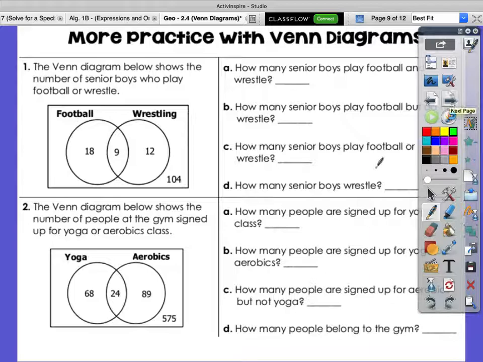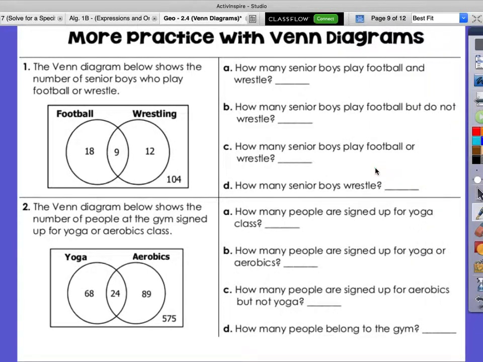So, the Venn diagram below shows the number of senior boys, and it's this whole thing, everything in this box is senior boys, who play football or wrestle. How many senior boys play football and wrestle? 9 do both. No, we're not going to do any percentages of that.